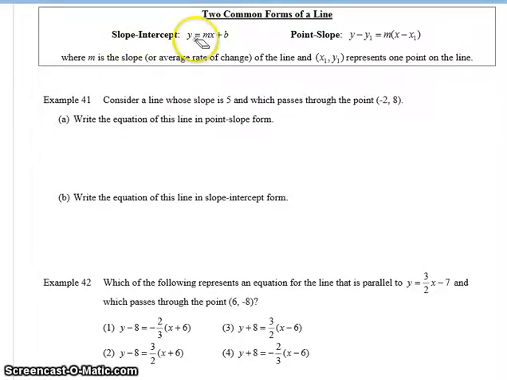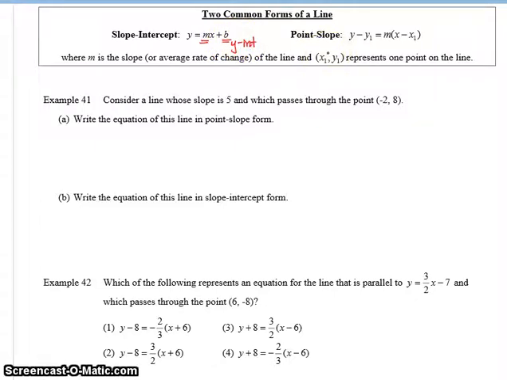Slope-intercept form for a linear equation is y equals mx plus b. And if you read right here, it says where m is the slope, which is your average rate of change, and b is your y-intercept. So here's slope, and then this is y-intercept.